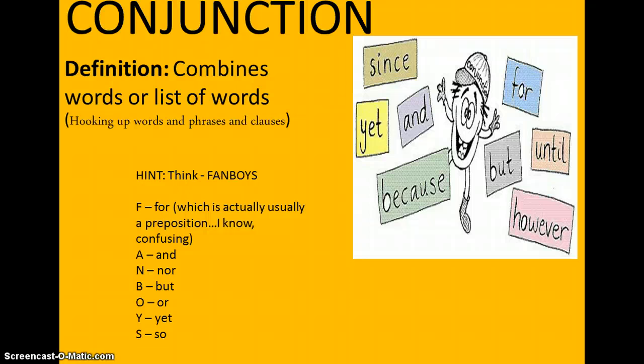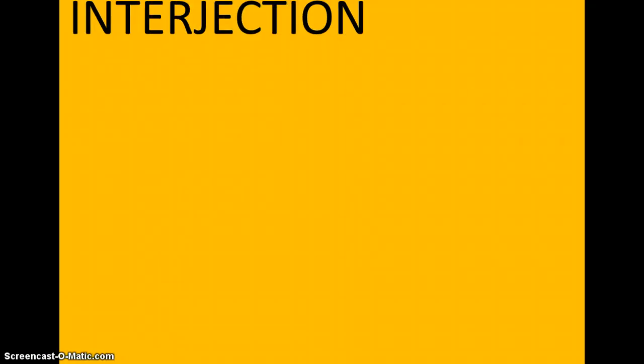F stands for, which is actually usually a preposition. I know that's confusing, but we'll go over that a little bit later. You don't really need to worry about that one. You do need to worry about the and boys. A, as you can see, stands for and. And will always be a conjunction, as will nor, which is what the N stands for. But, or, yet, or so are other examples of the most commonly used conjunctions. So your hint to remember what a conjunction is, is to remember the word fanboys minus the F, because for is usually a preposition.